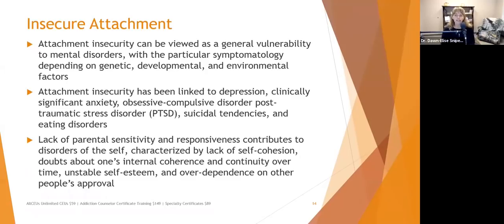Lack of parental sensitivity and responsiveness contributes to disorders of the self, characterized by lack of self-cohesion. You don't really know who you are. You're kind of a chameleon out there. Doubts about one's internal coherence and continuity over time. Who was I? Who am I? Who do you want me to be? An unstable self-esteem and overdependence on other people's approval. If you don't feel worthy, then you're looking for other people to tell you that you're worthy, which creates a really unhealthy dynamic when you rely on other people to tell you that you're good enough to breathe the air.